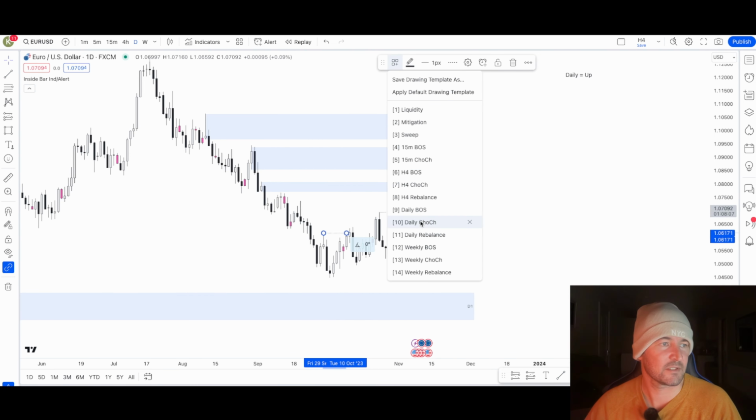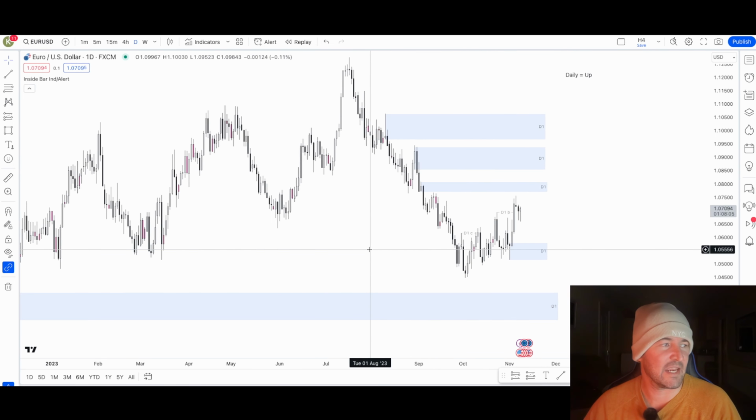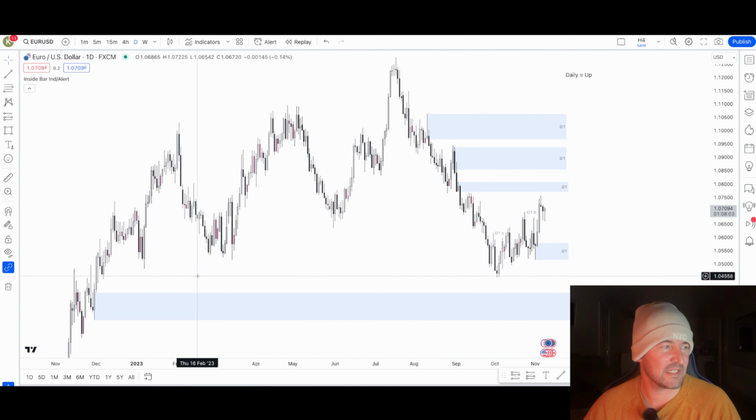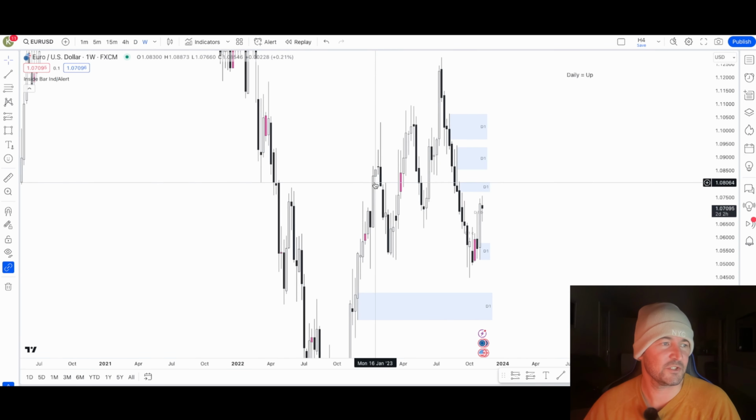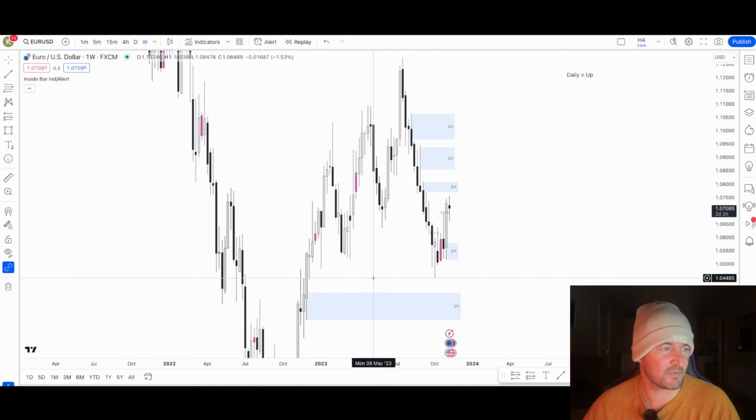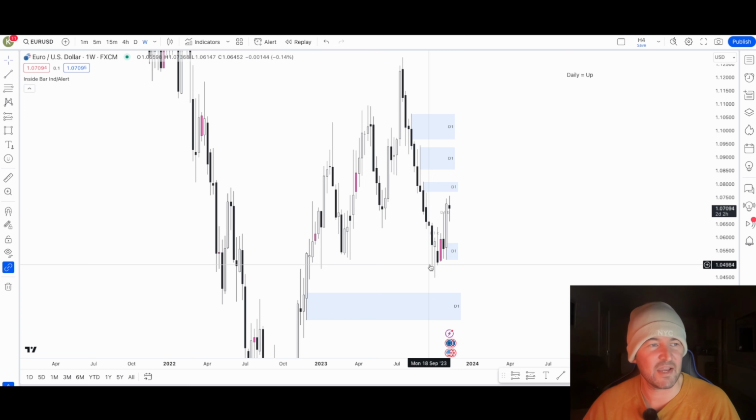So let me just mark that up. So daily CHOCH. Did it happen out of a key area? Well, on the daily, it doesn't seem to look like it. Maybe we had a little bit of reaction over here, but if we go up to the time frame which the daily respects, which is the weekly, we should see, hopefully, that we've had some kind of reaction. Not really.